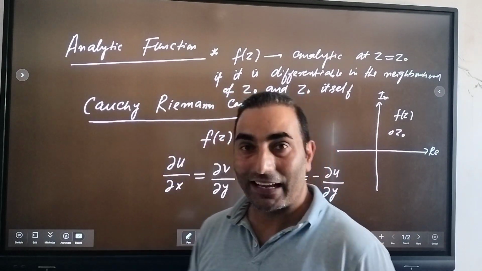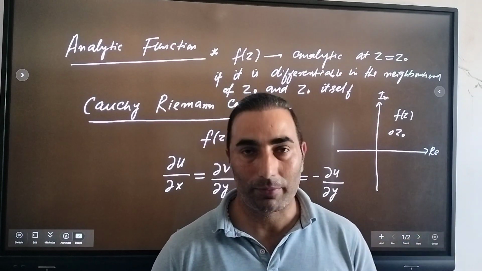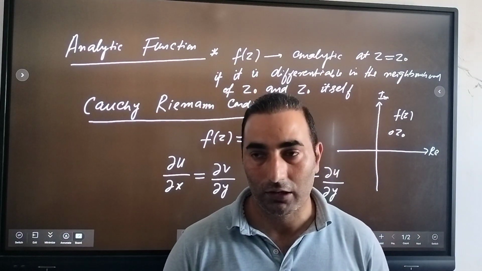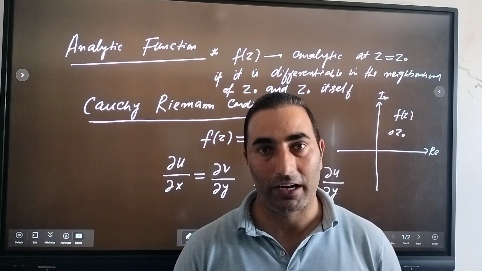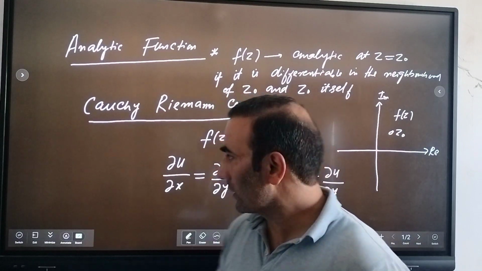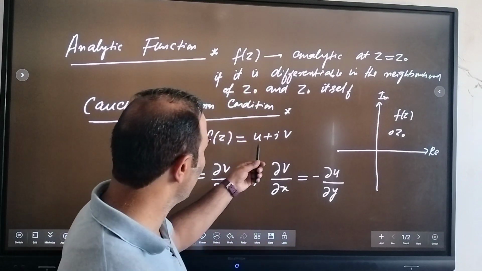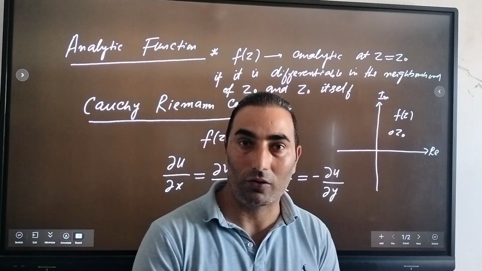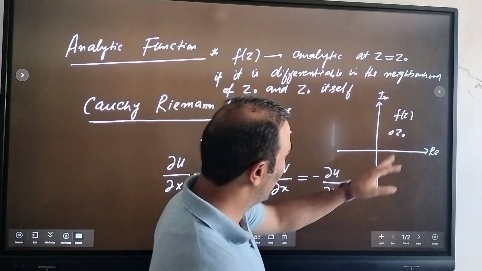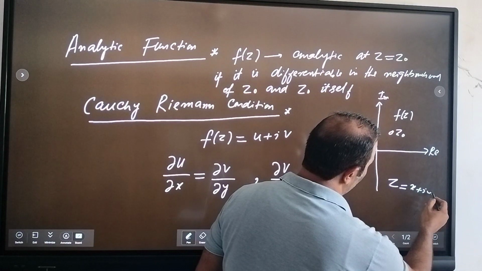Now, there is a test that helps us check whether a given function, such as an exponential function or any polynomial function, is analytic. We check the analyticity with the help of the Cauchy-Riemann condition. If we have a function f of z, it can be written as u plus iota v, where we write z equal to x plus iota y.